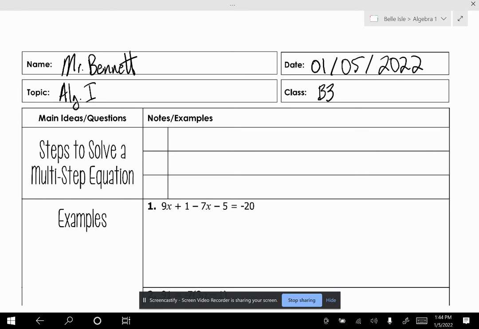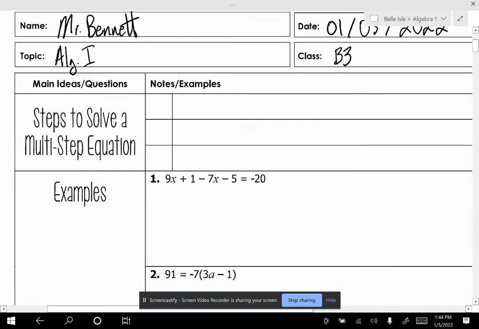Okay. So, steps to solve a multi-step equation. Step number 1: distribute, if necessary. Necessary is one of those words that I feel very not confident spelling correctly. I spelled it correctly. Yes.